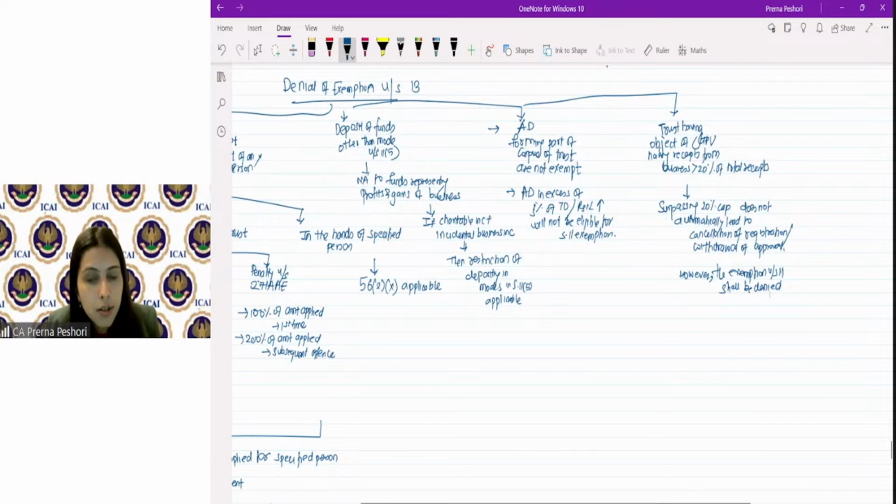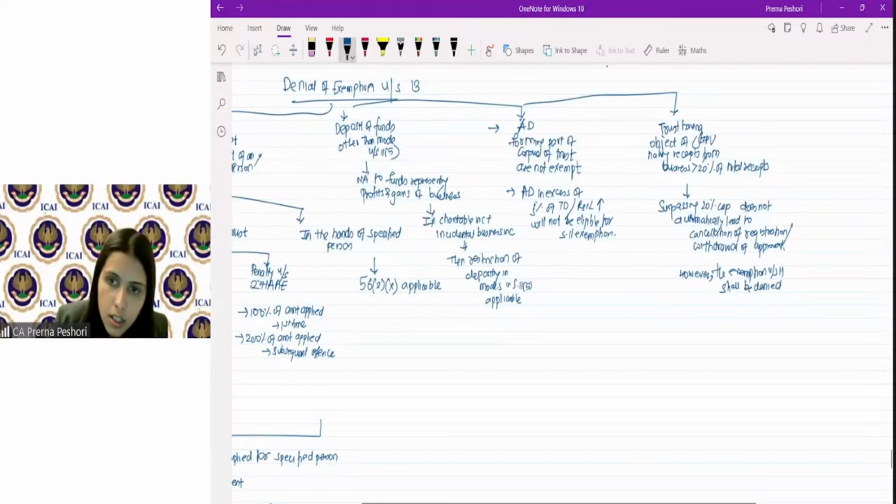Okay. Yes. So let's say, for example, if I have more than 20%, registration will not be denied or cancelled, but exemption will not be available for that previous year. It is possible in the next previous year, I will have lesser than 20%. So in another previous year, I will again be eligible for exemption under Section 11 for that previous year. Okay.